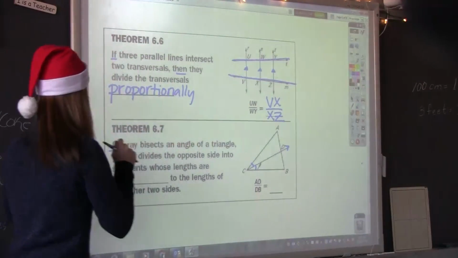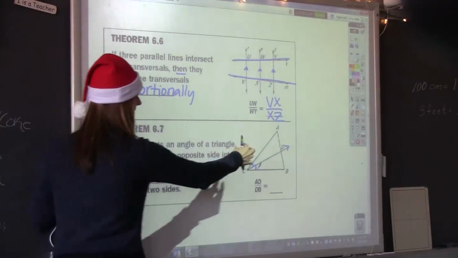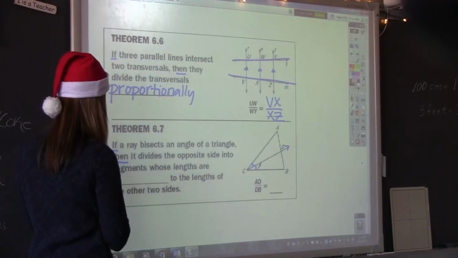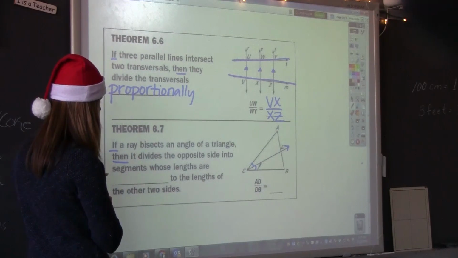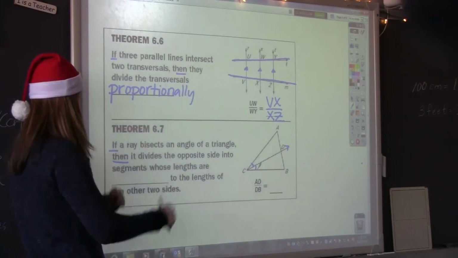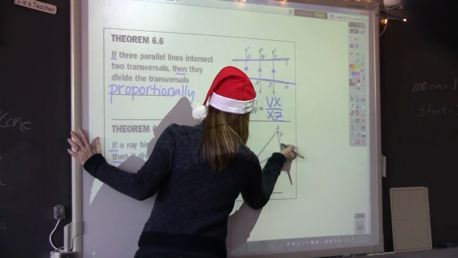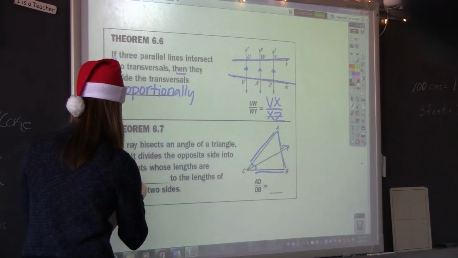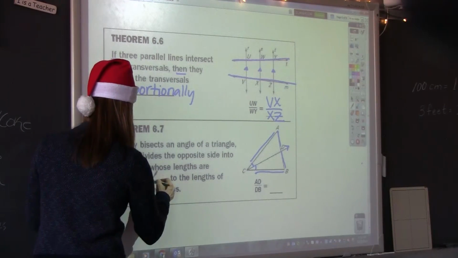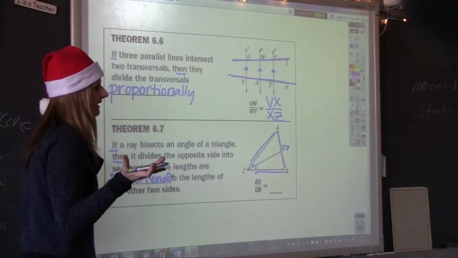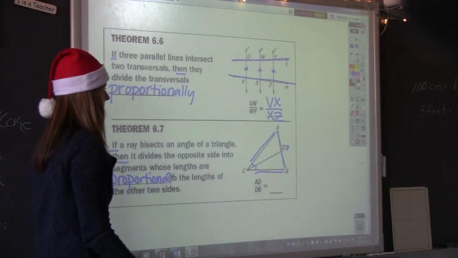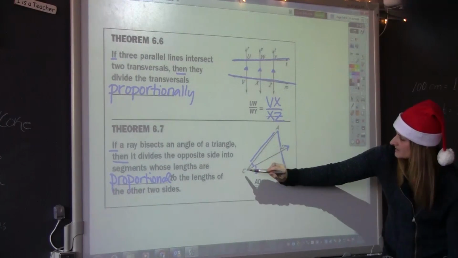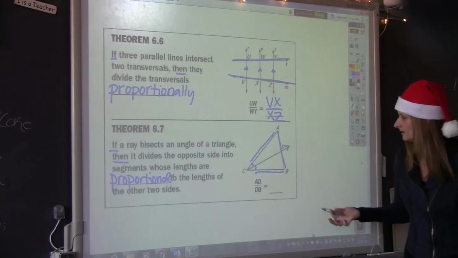Okay, ready? If a ray bisects an angle, here's this angle, it's been bisected, cut directly in half, then it divides the opposite side into segments whose lengths are proportional to the lengths of the other two sides. So it's proportional, right? AD is to DB as CA is to CB.